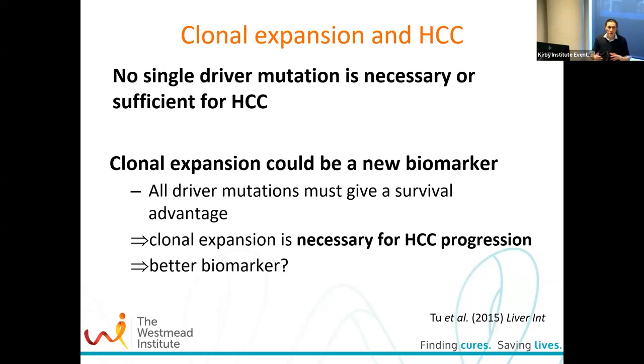So I wanted to maybe expand into non-Hep B stuff for a little bit, but still continuing this theme of clonal expansion. I didn't say it before, but it's really hard to understand liver cancer and its drivers because there's no single driver mutation that's necessary or sufficient for HCC. It's really heterogeneous genomically. But we think that clonal expansion could be a new biomarker because that's based on its phenotype, based on its function. Basically, all driver mutations must give some sort of survival advantage. That's sort of part of their definition. So clonal expansion is necessary for HCC progression and possibly is a better biomarker than specific driver mutations.